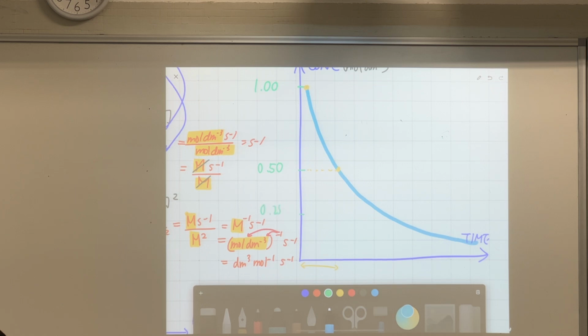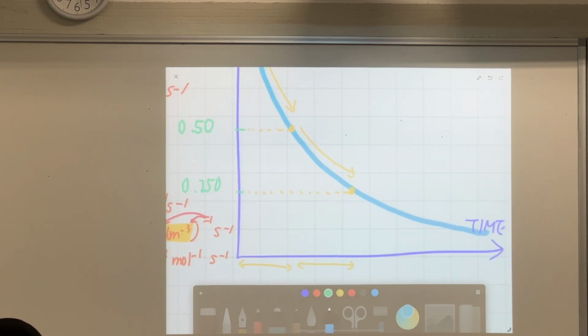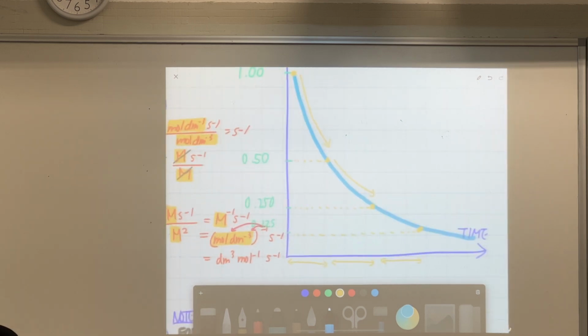If you draw another line here, finding the concentration at this point, 0.25, and how much time it takes for 0.5 to drop to 0.25, this would take another half-life. I can repeat this the whole day, and you will see that the half-life is still constant. Of course, you can say this depends on how I draw the curve.